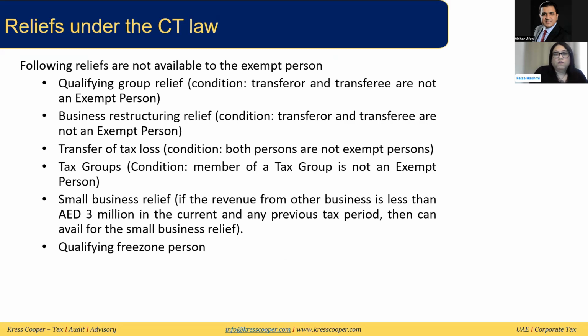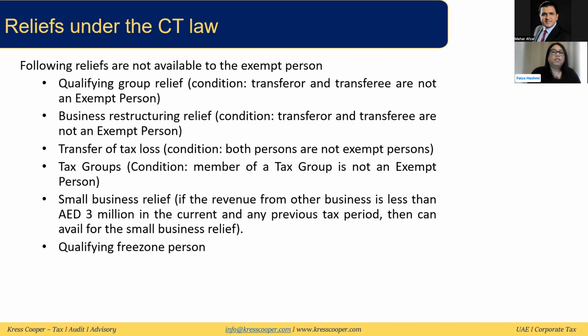There are certain reliefs given under the corporate tax law, and some of them are not available for exempt persons. For example, the qualifying group relief, because the condition there is that the transferor and the transferee should not be exempt persons. In business restructuring relief, again, both the transferor and transferee should not be exempt persons. For transfer of tax loss, both the person transferring the loss and the one receiving it should not be exempt persons. For the tax group, a member of the tax group cannot be an exempt person. An exempt person cannot be a qualifying free zone person.